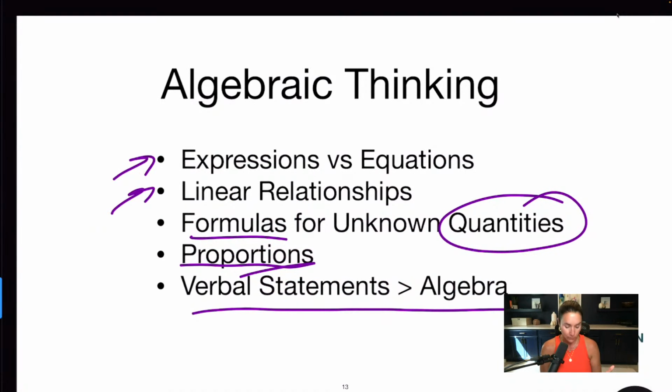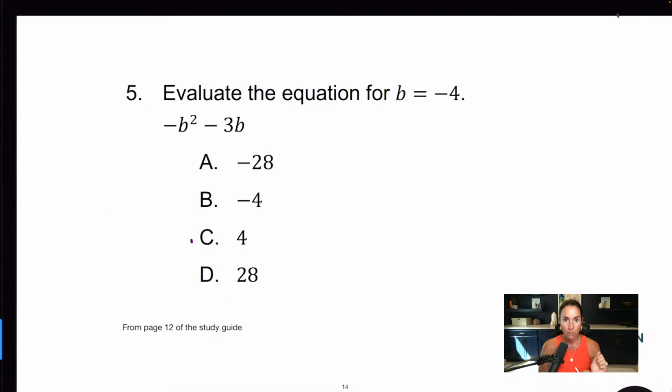Now, a classic algebra problem is something like this, where you actually see the expression. Okay, so you can see here that I'm being asked to evaluate the equation. This should actually say expression because there's no equal sign. So this should say expression. Sorry, just getting technical here. That should say evaluate the expression for b equals -4.